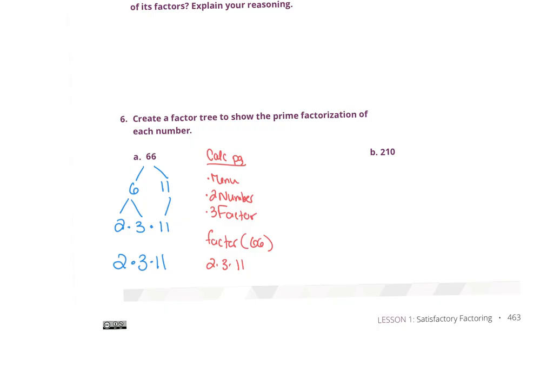So let's, for a second, take the 66. Maybe you didn't do 6 and 11. Maybe you did 2 and 33. Well, the beauty of this is that it doesn't matter what you start with. So 2 is just a 2, but 33 breaks up into a 3 and an 11. And if you look, this 2 times 3 times 11 is the same thing I got here. So it doesn't matter what two numbers you pick to start with, it'll still get you the same answer.